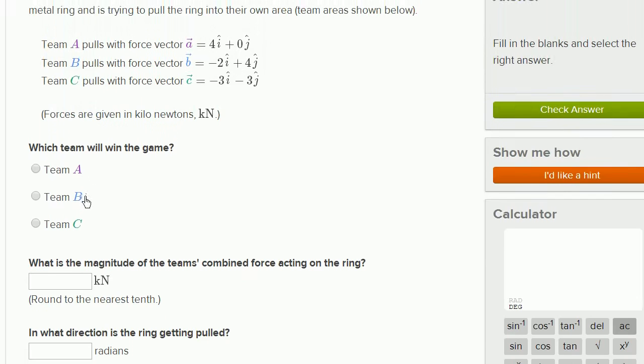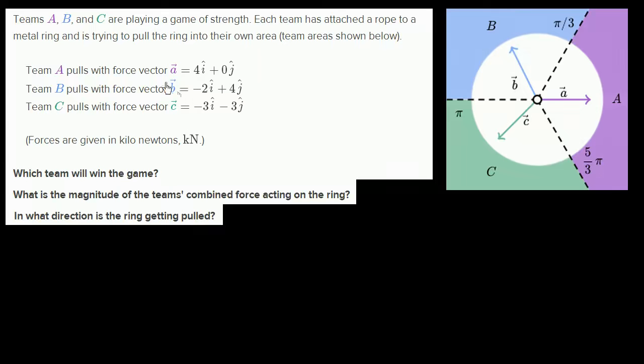So to think about which team will win the game, we have to think about which one is pulling with the most magnitude in their direction. So let me get my little scratch pad out, and let's think about the magnitudes of each of these vectors. First, the magnitude of vector A. Well, it's 4 times the unit vector i. The unit vector i has a magnitude of 1, so its magnitude is just 4 times that. Its magnitude is equal to 4 kilonewtons.